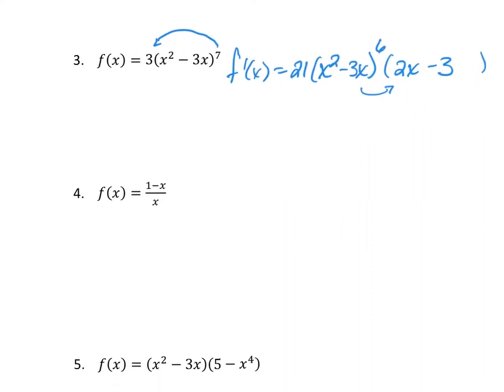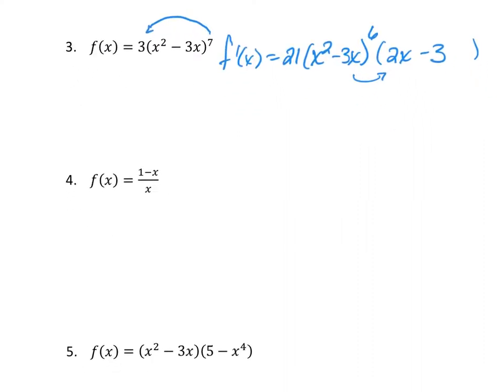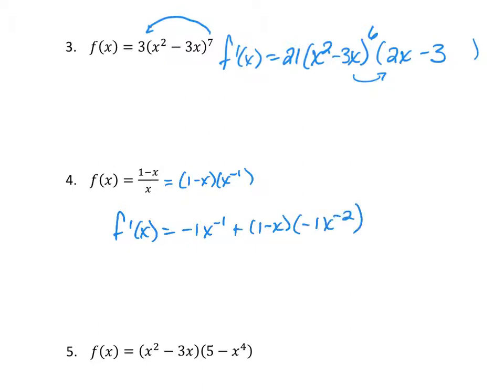For the next guy, we can do this one of two different ways. We can use the quotient rule, where we could rewrite this as the product rule. Let's go ahead and rewrite it so you can see what it looks like as a product rule. So f prime of x equals derivative of the first times the second plus the first times the derivative of the second. And then you're done.